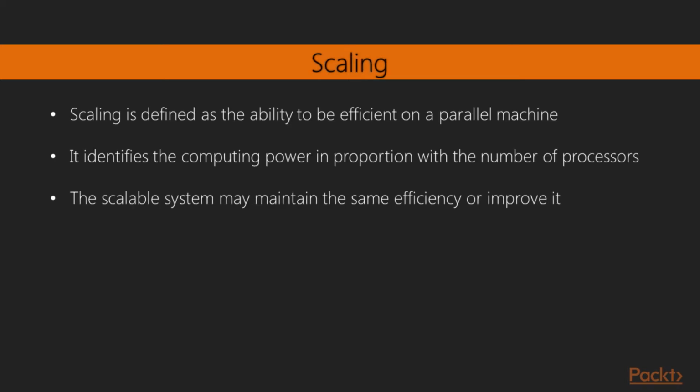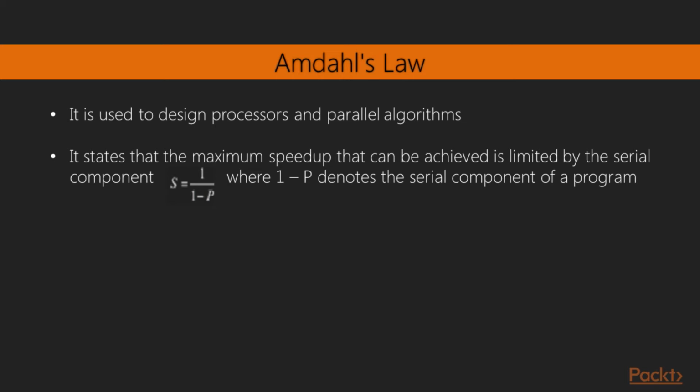We'll now learn about scaling, which is the last performance index. Scaling is defined as the ability to be efficient on a parallel machine. It identifies the computing power, or speed of execution, in proportion with the number of processors. By increasing the size of the problem, and at the same time the number of processors, there'll be no loss in terms of performance. The scalable system, depending on the increments of the different factors, may maintain the same efficiency or improve it. We'll now take a look at Amdahl's law.